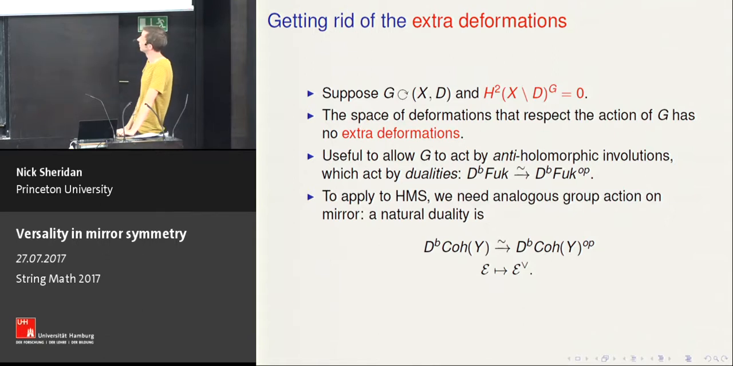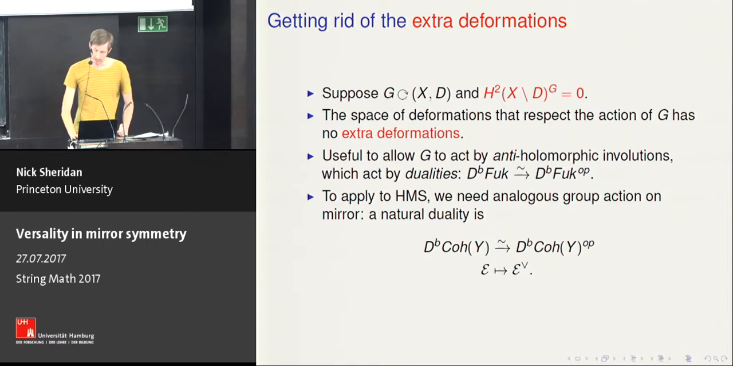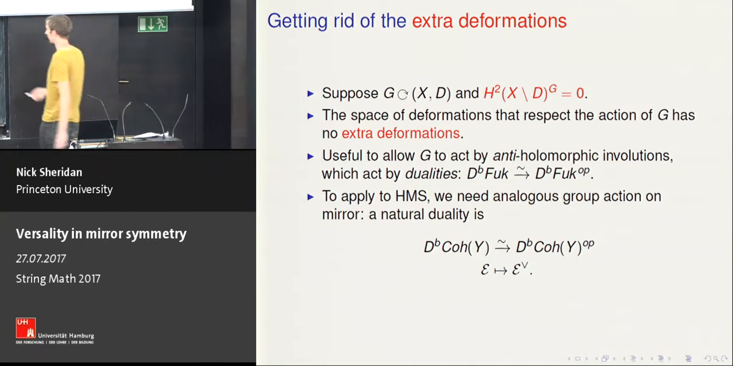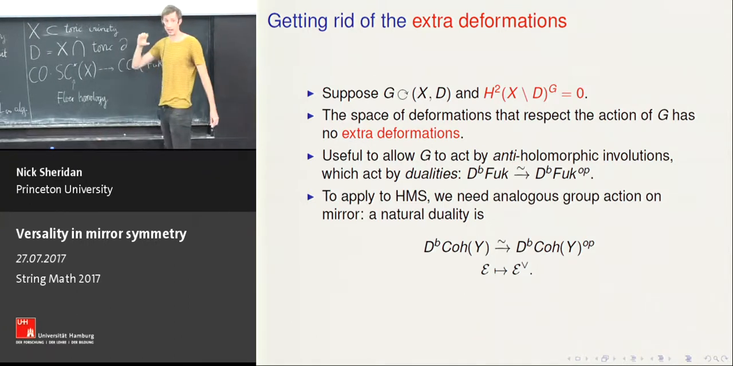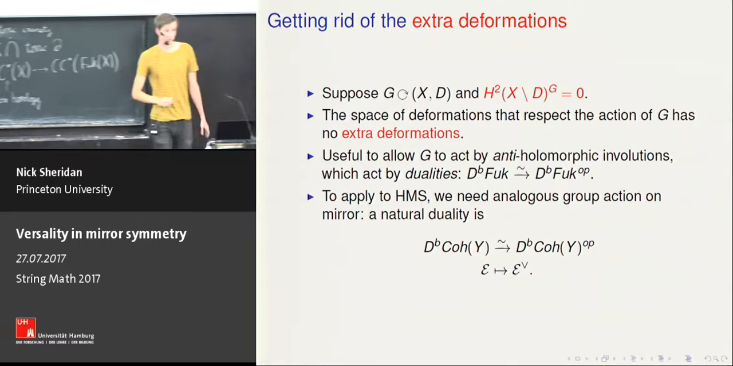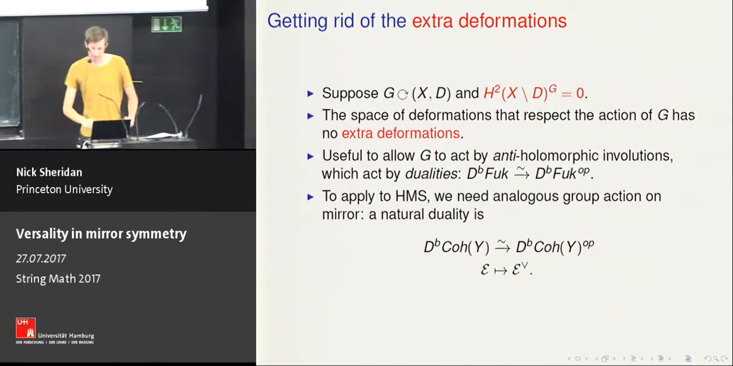do a similar thing if you allow this group to act by anti-holomorphic involutions, which give you equivalences between your category and its opposite. In fact, in this case, where X sits inside a toric variety, you can take your group to be Z mod 2, acting by complex conjugation, and that fixes this problem for pretty much all of them. So it turns out to be very powerful to use this.